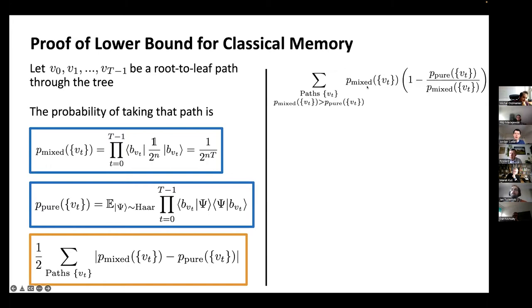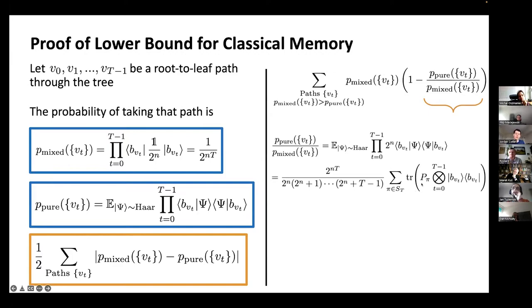And then if we factor out the mixed, what we would like to show is that this quantity is small. If this quantity is small, namely if this ratio is close to one, then this entire sum will be very small and it will be difficult to distinguish between the mixed and pure versions of the protocol. So in short, if we write out this ratio, we can evaluate it by essentially performing this expectation value.